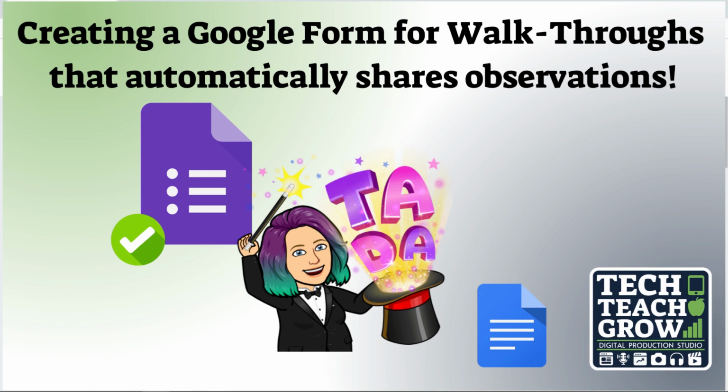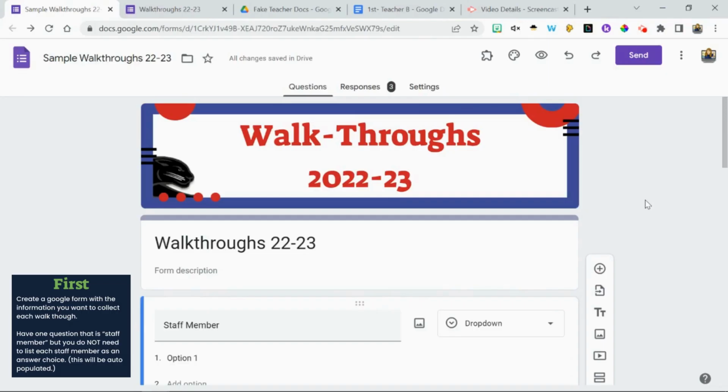If you are wanting to create your own Google form that will automatically send your teachers feedback for your observations, you need to make sure you have a couple of things set up. First, you need to have your Google form of what the information you're going to have.